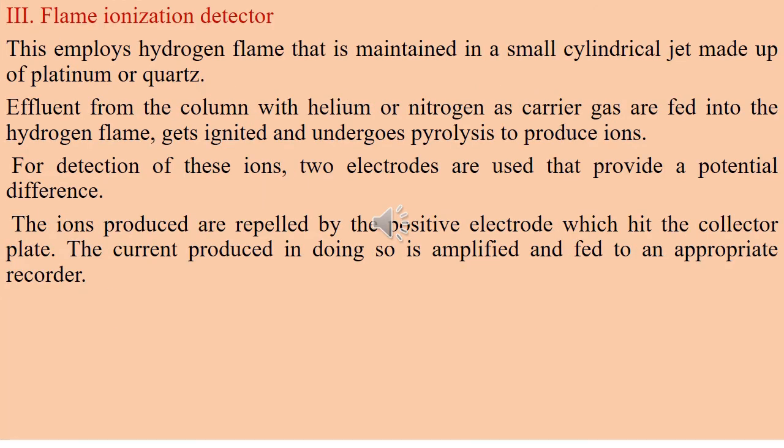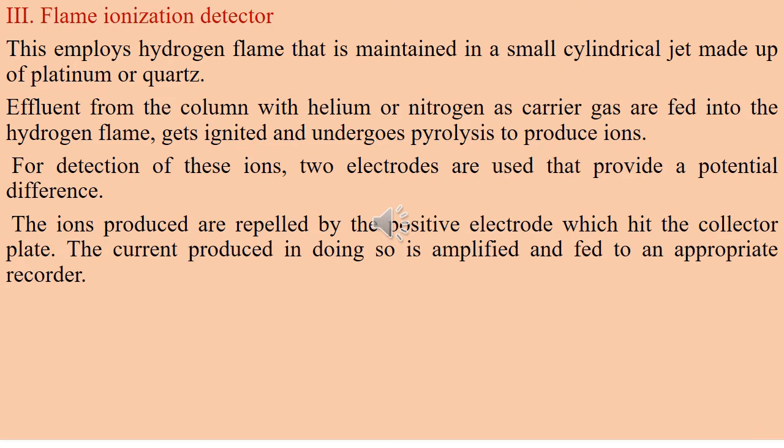Next detector is the flame ionization detector. This uses a hydrogen flame that is maintained in a small cylindrical jet made up of platinum or quartz. Effluent from the column, with helium or nitrogen as a carrier gas, is fed into the hydrogen flame. It gets ignited and undergoes pyrolysis to produce ions.